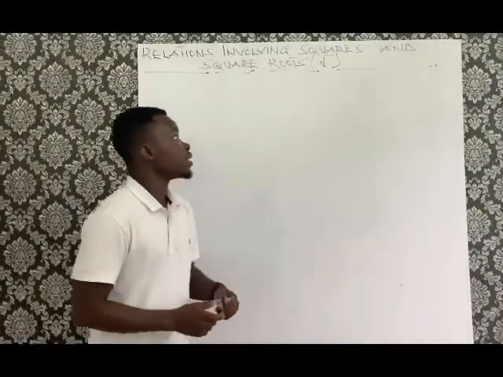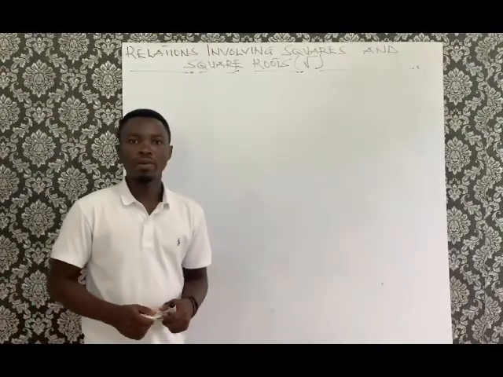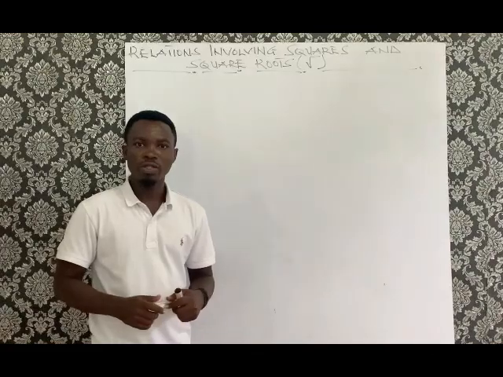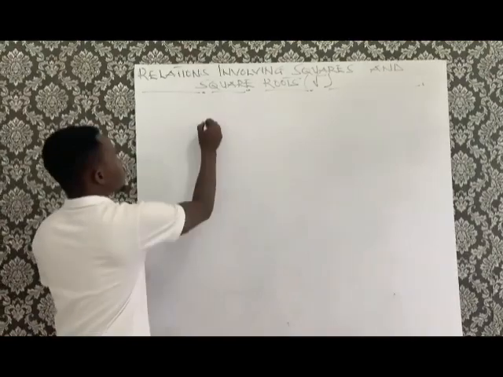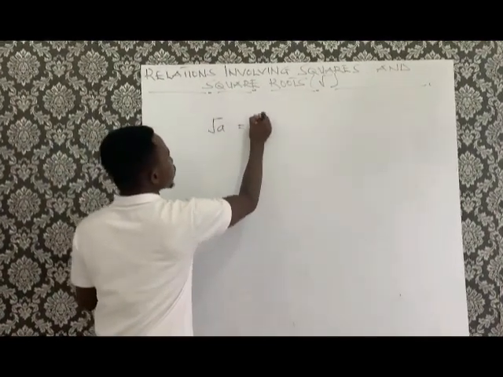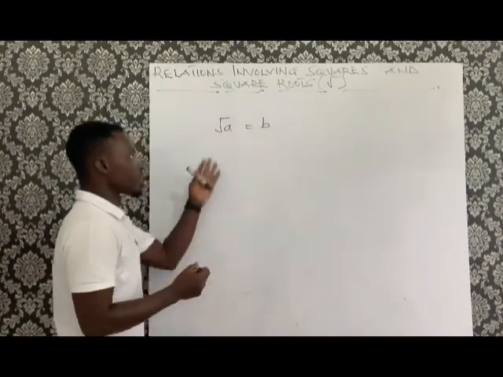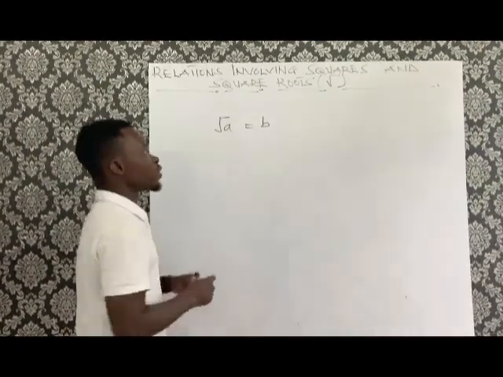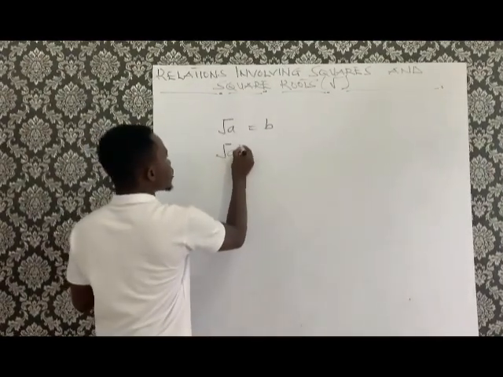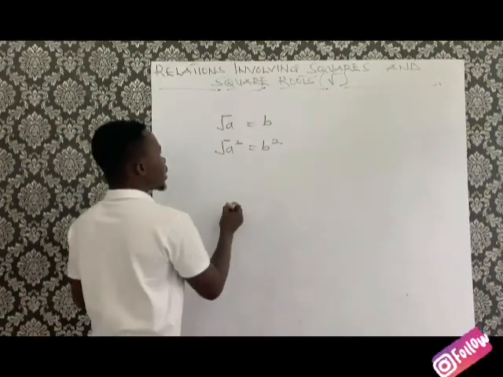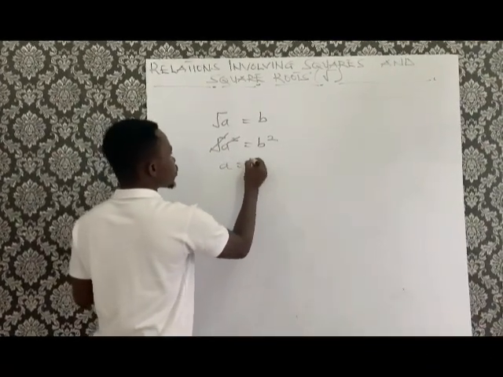Now let's look at relations involving squares and square root sign. Whenever a relation involves a square root sign, we first square both sides of the relation to get rid of the square root sign. For example, when you have root of A equal to B, there's a root sign over here. So to get rid of the root sign, we have to square both sides of the equation or the relation. So we have root A squared equal to B squared. Therefore, the square over here cancels the root sign, which will be A equal to B squared.